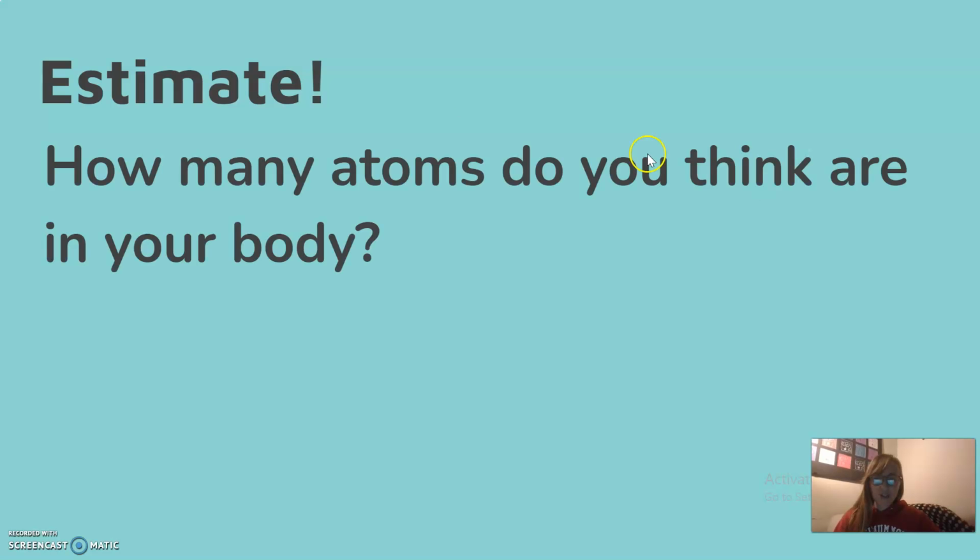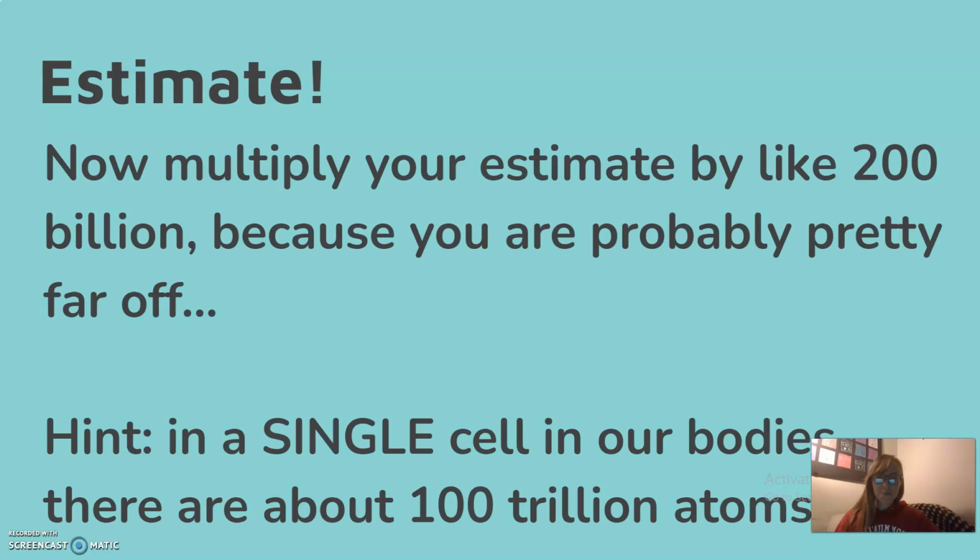All right, so I want you to estimate how many atoms you think are in your body based on what you already know about atoms. Take a minute to think about it. Try and come up with a logical answer on that. Okay, now multiply your estimate by about 200 billion, and maybe you'll be close to getting it right.